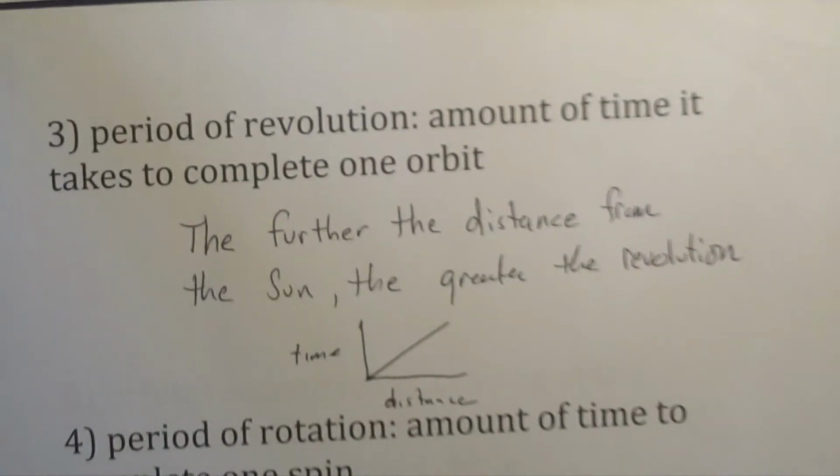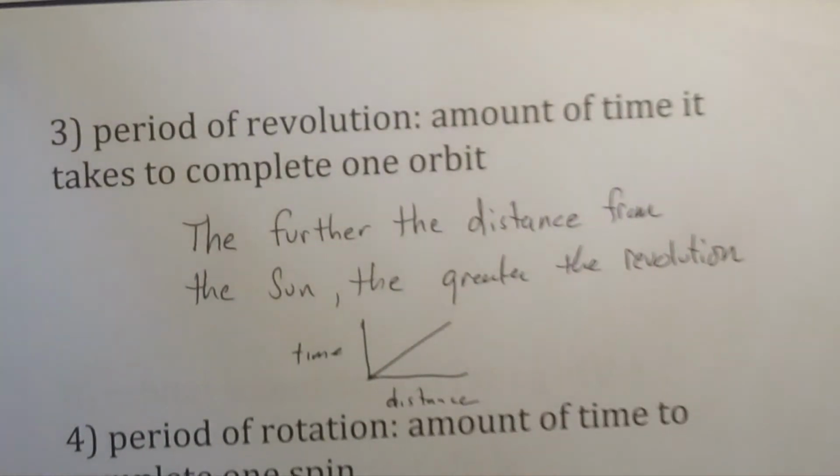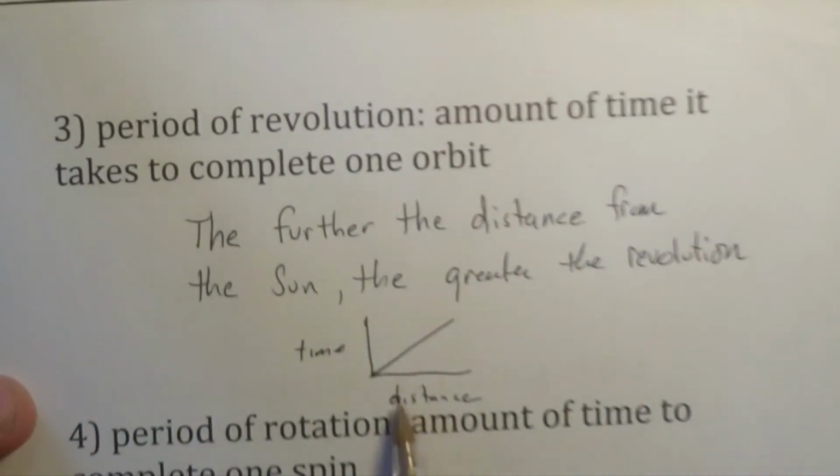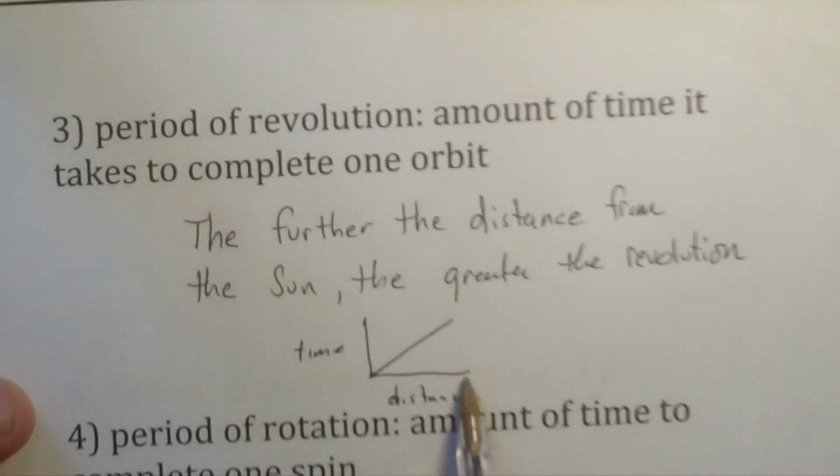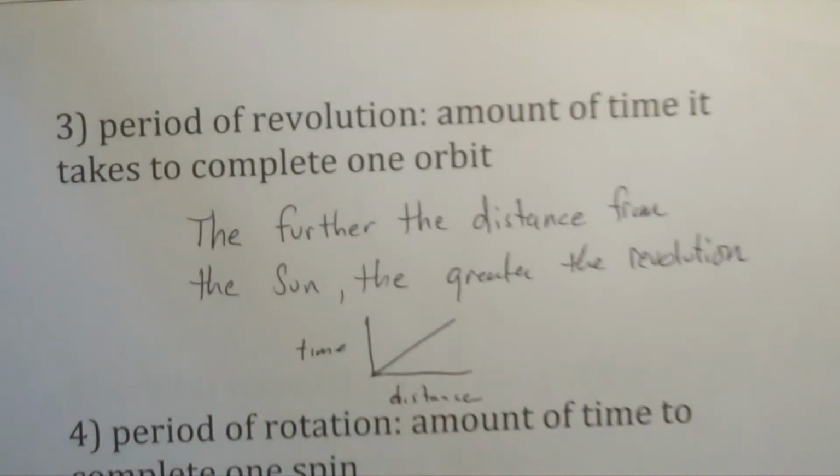The further the distance from the Sun, the greater the revolution. And we can see that on this chart, that a planet that's close to the Sun has a short distance, takes a short amount of time to go around. A planet further away from the Sun takes a longer amount of time.